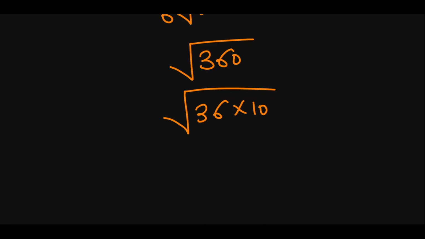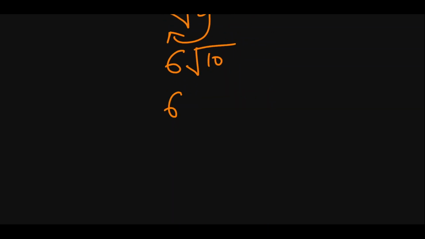So once I do this, square root of 36 is already 6, so that pulls 36 off and gives me 6 root 10. We can go on to say 6 root 10 is the same thing as 2 times 5.